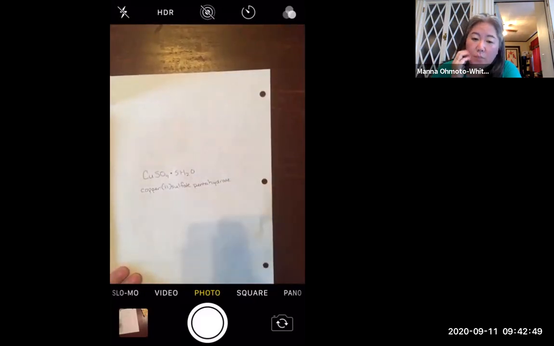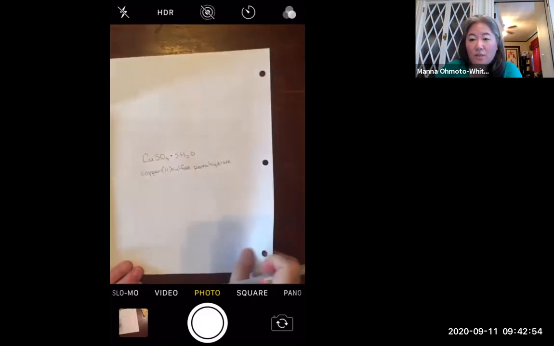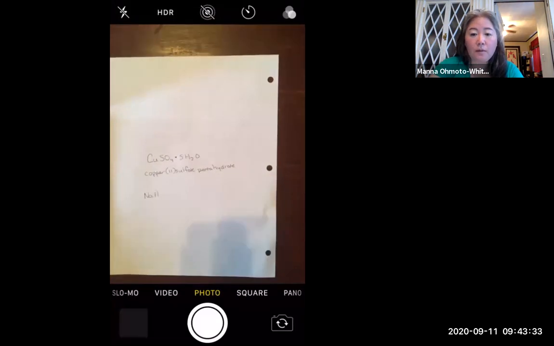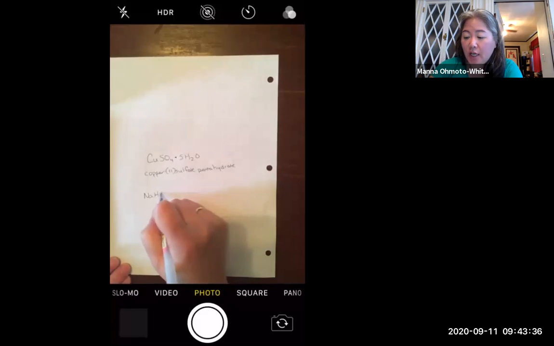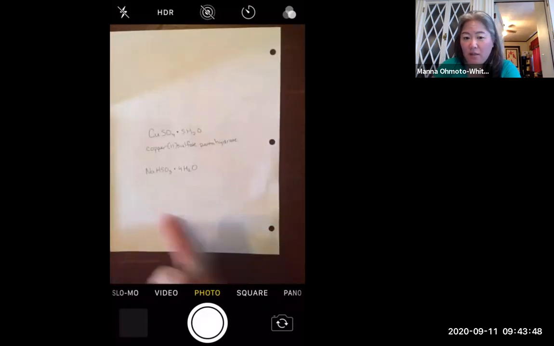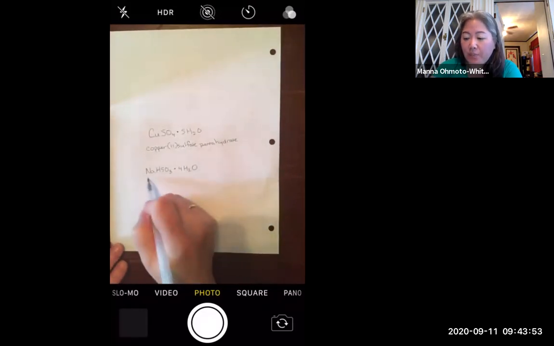Now that you've gotten to this point, I could make things really challenging for you and ask you to name something like, I don't know if this actually exists, NaHSO3 dot 4H2O. Again, I'm completely making up this compound, so don't tell your parents that I said this compound actually exists, but let's see if we can figure out how to name this.